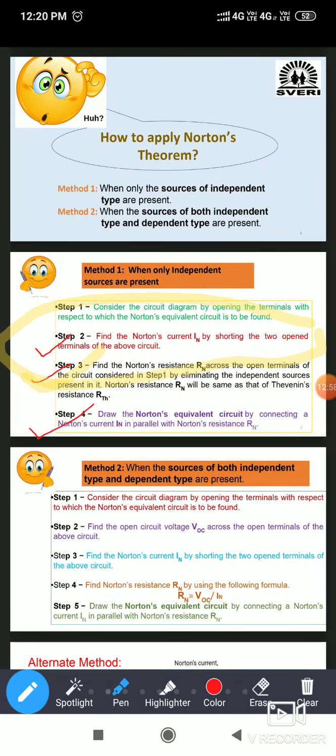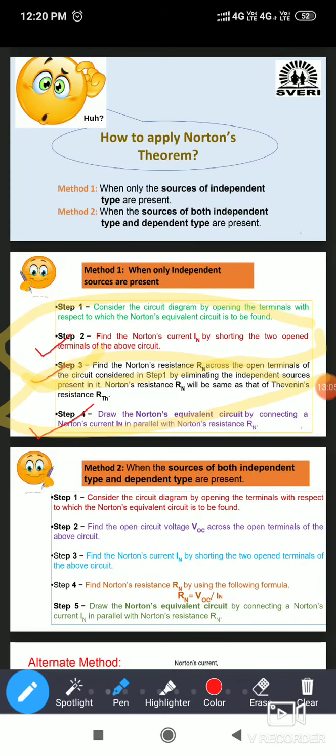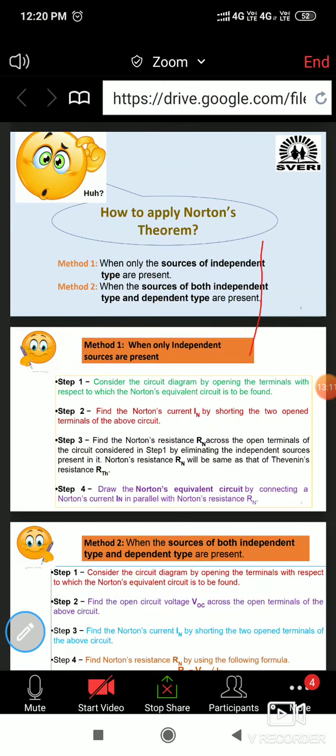Do you understand? So these will be the steps we are going to follow when we use method 1. So method 1 consists of only independent sources present in the network. Okay. Now we can move to the next one.